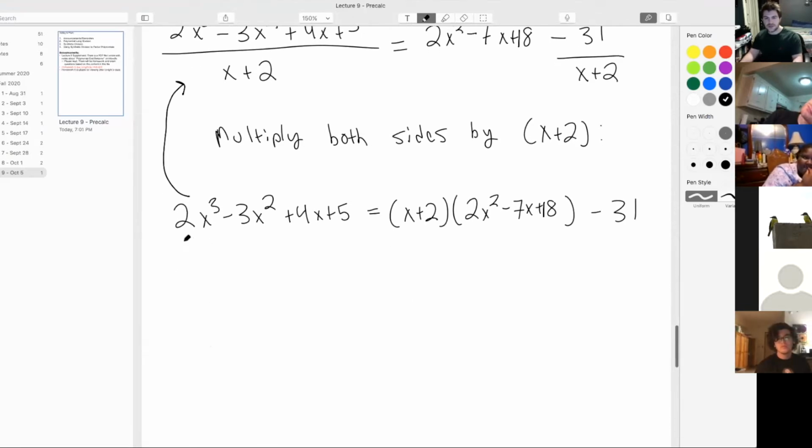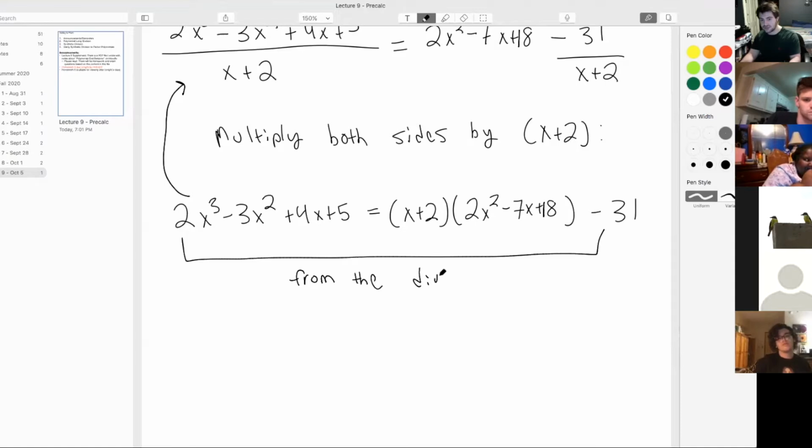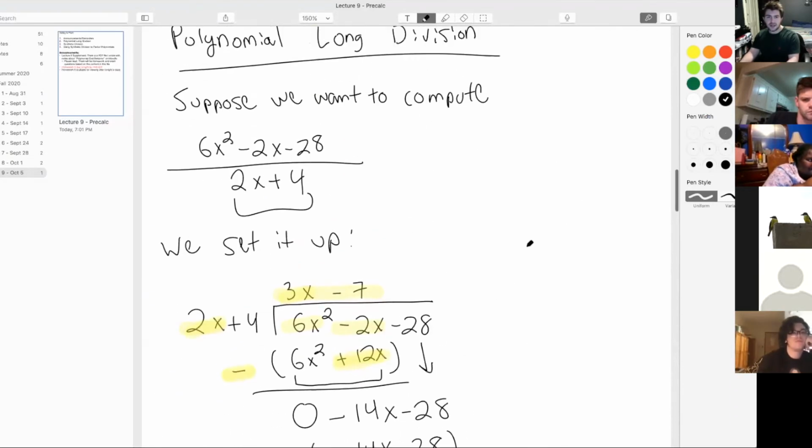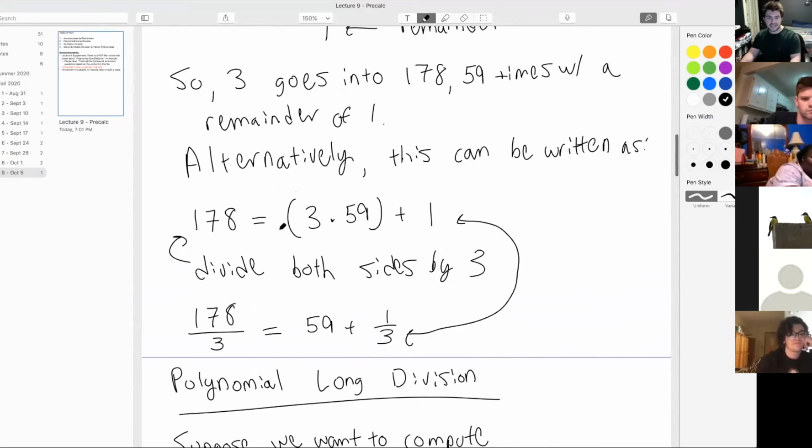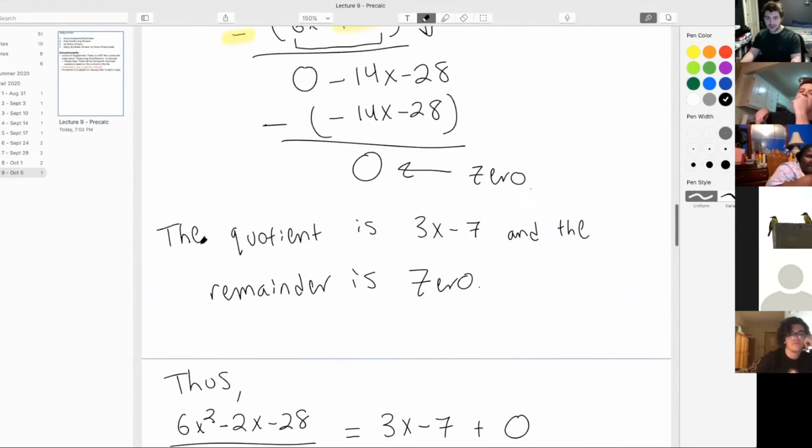So you get this guy from the division. That's just like the definition of doing a division. You have this quotient multiplied by x plus 2 minus the remainder. It was like when we did 178 is equal to 3 times 59 plus 1. So the analog of this was down here.